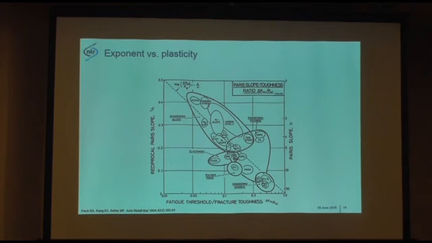And we also see that for other materials. So when you go from a very brittle material, so this is aluminum oxide, you have very low plasticity, and you have a very high exponent. And when you go to ductile materials, you go to a lower exponent. So there appears to be a relationship between the amount of plasticity around the crack tip and the exponent in the Paris equation.